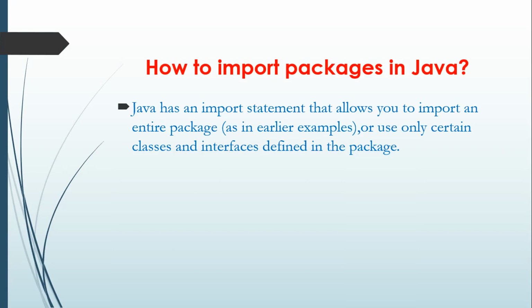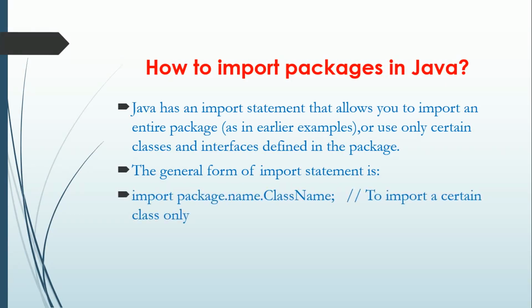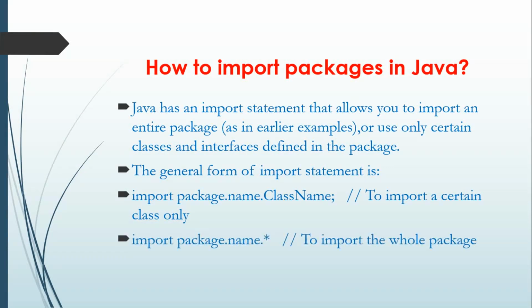With the help of import packages, we are able to access them, but only if that method has the public, default, or protected access specifier, then only we can import that package or those methods. The general form of the import statement is import package name dot class name to import a certain class only, and to import the whole classes inside that package, we use import package name dot star. Star is considered as a whole.